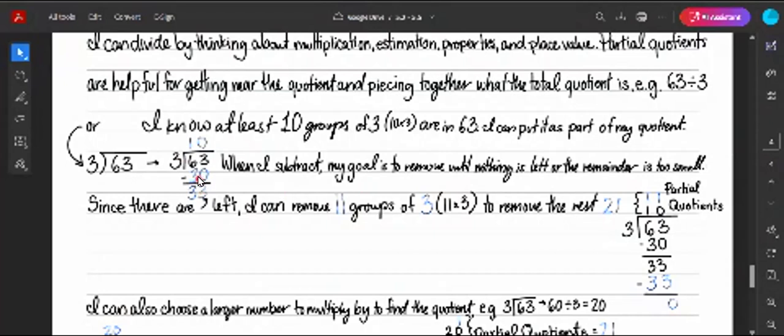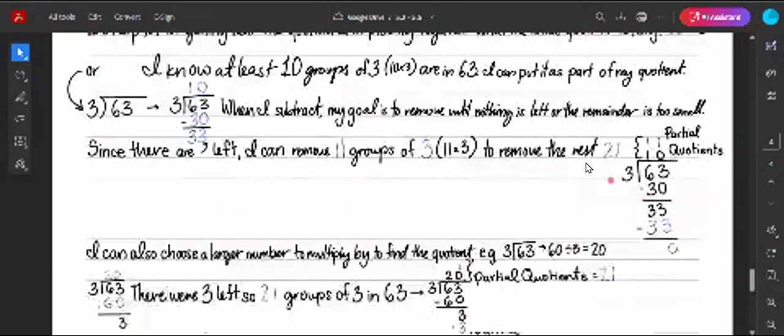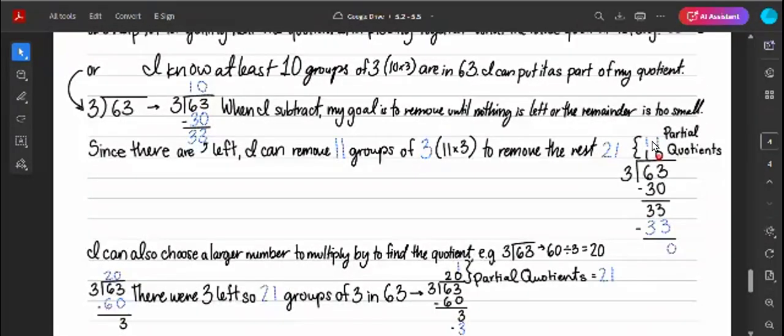But here, when I subtracted my 30, I had 33 left. Since there are 33 left, I can remove 11 groups of 3, or 11 times 3, to remove the rest, because I have 33. So now I put my 11 right there. These are my 2 partial quotients. And then when I subtracted my 33, that's 0, my 11 plus my 10 gave me 21. So my actual quotient is 21.